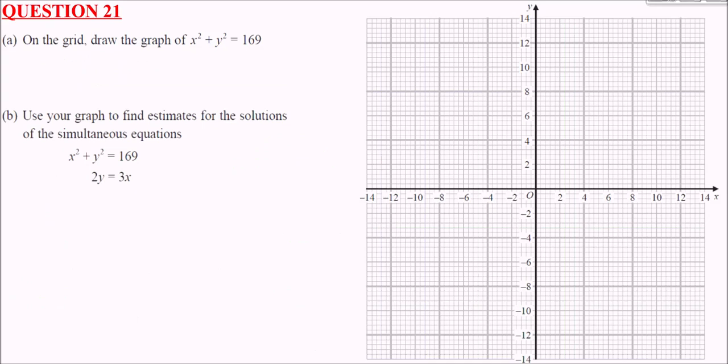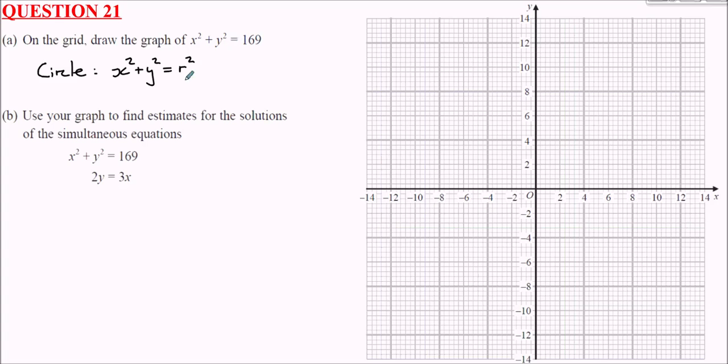Question 21. On the grid, draw the graph of x squared plus y squared equals 169. When you see an equation like this, where it's x squared plus y squared together on the same side and a number all on its own on the other side, you need to remember this is the equation of a circle. The equation of a circle always has the form x squared plus y squared equals the radius of that circle squared.